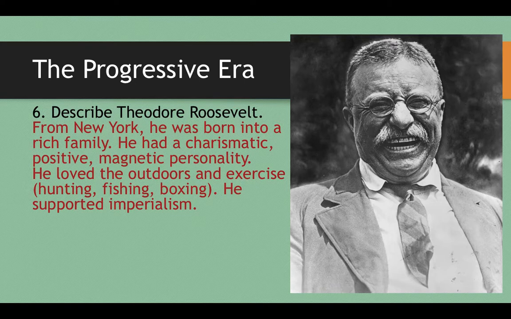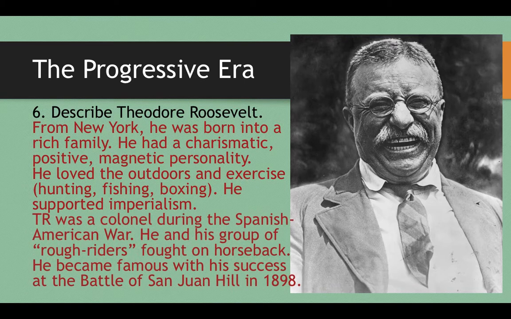You're the president of the United States. You need both eyes. But that's how important it was to Theodore Roosevelt to get his exercise and compete with the young people. He also was a huge supporter of imperialism. He thought that was a good thing. It would increase our international dominance.